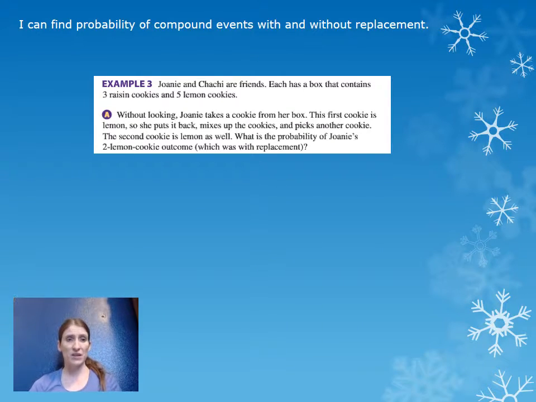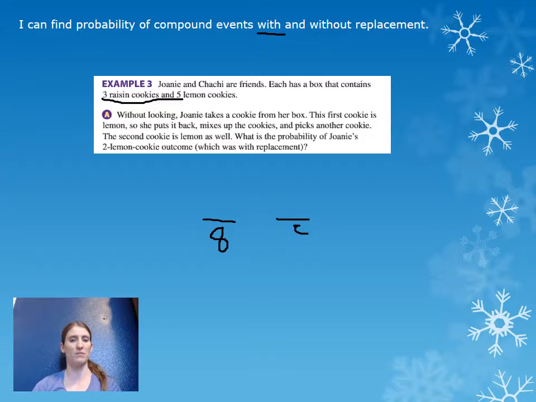All right, so here's another example. Joni and Chachi are friends. Each has a box that contains 3 raisin cookies and 5 lemon cookies. Okay, so automatically I'm thinking a total. I have 8 cookies, I'm going to use that somewhere. Without looking, Joni takes a cookie from her box. This first cookie is lemon, so she puts it back. Oh, that's with replacement, okay? So now I'm thinking both of them are going to have a total of 8 on the bottom with a times sign in between.